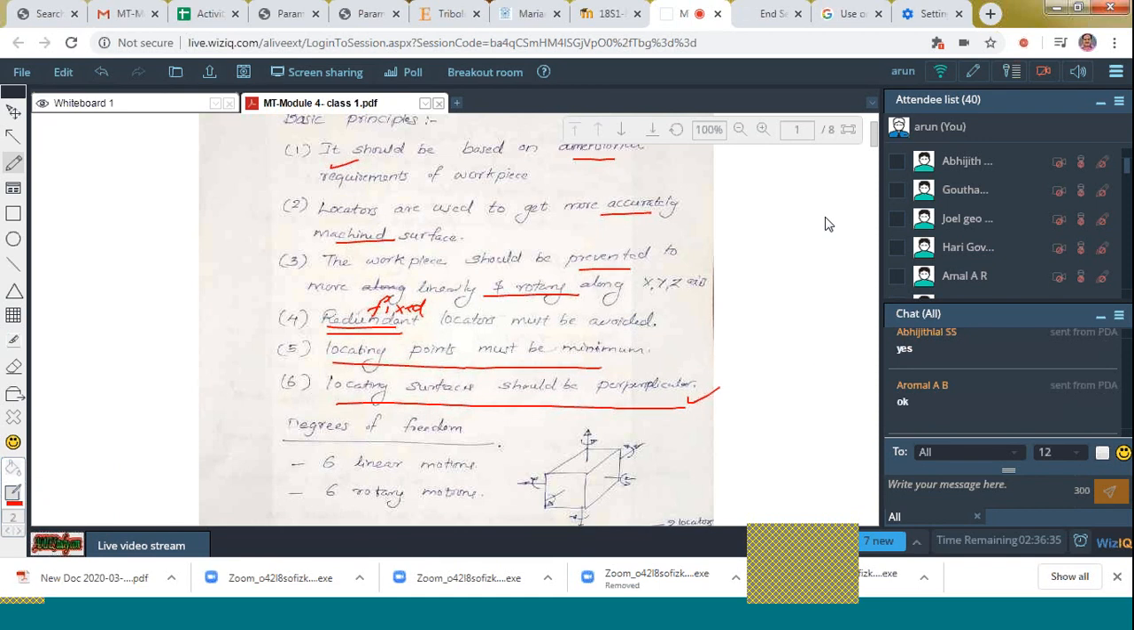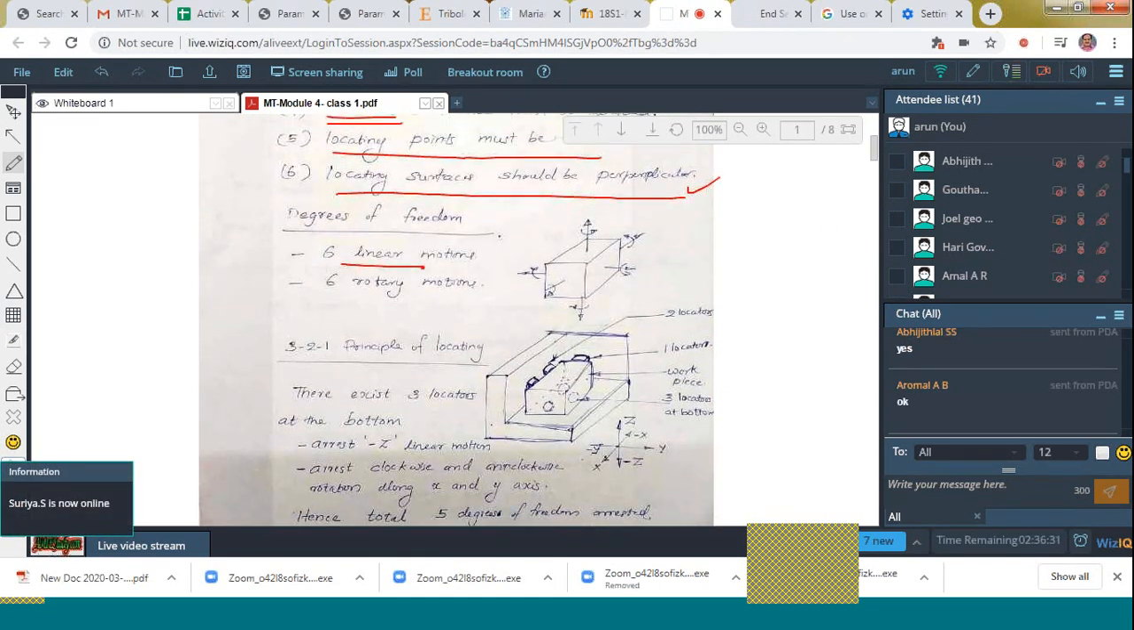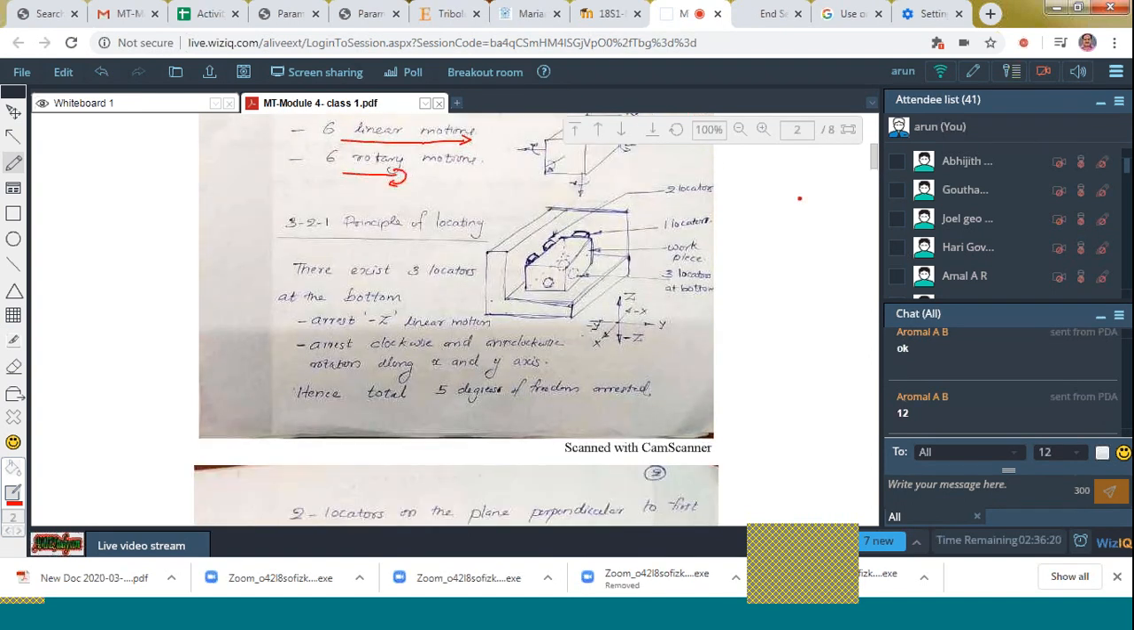Okay. Then how many degrees of freedom? Totally 6 degrees of freedom. Total degrees of freedom are there: 6 linear motions and 6 rotary motions. That is the figure shown there. Okay. Next is the 3-2-1 principle. You can see the figure here. The 3 locators are kept at the bottom there. And by means of those 3 locators, it is given there: arrest minus z, arrest clockwise and anti-clockwise motion of x and y axis. Total 5 degrees of freedom are arrested.